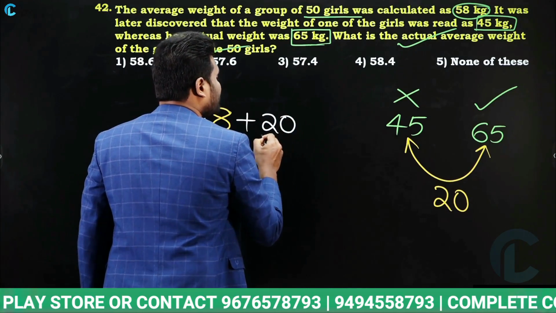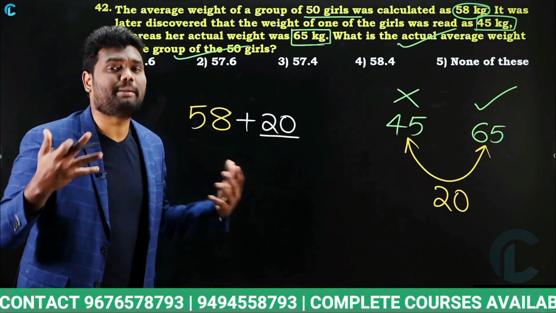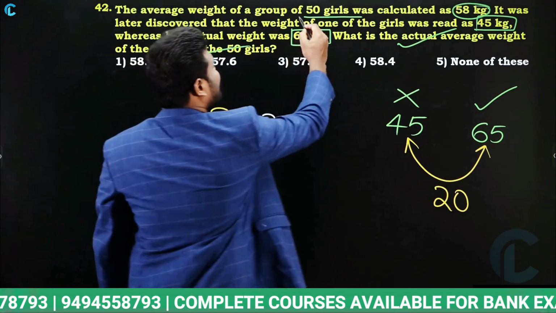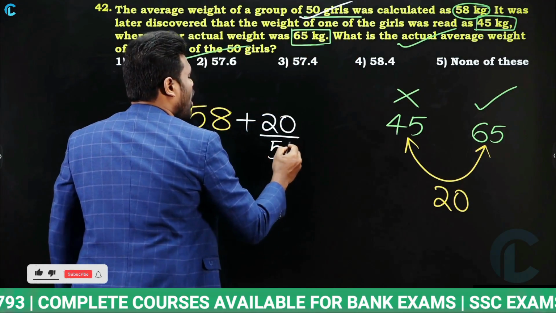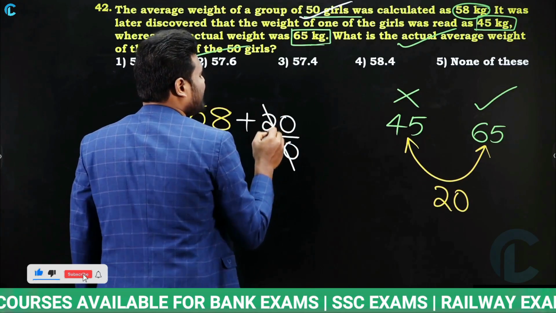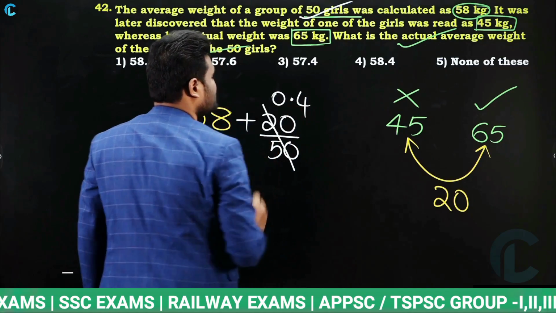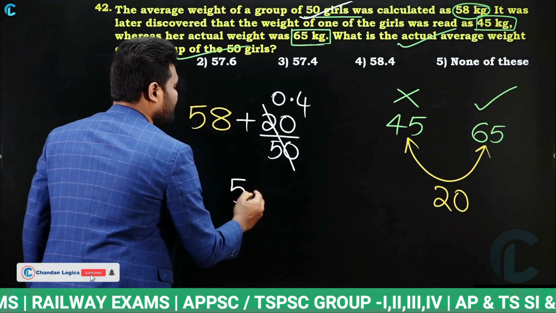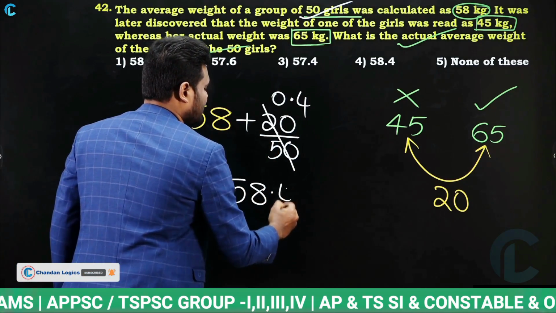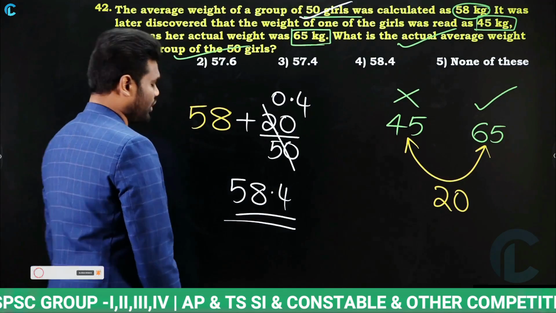Now don't forget, you need to distribute that. Distribute to how many persons? Total you have 50 girls. So you need to distribute to all 50 girls. So 20 by 50 is the same as 2 by 5. So 2 by 5 is nothing but 0.4. So the actual or correct weight is nothing but 58.4 kg.